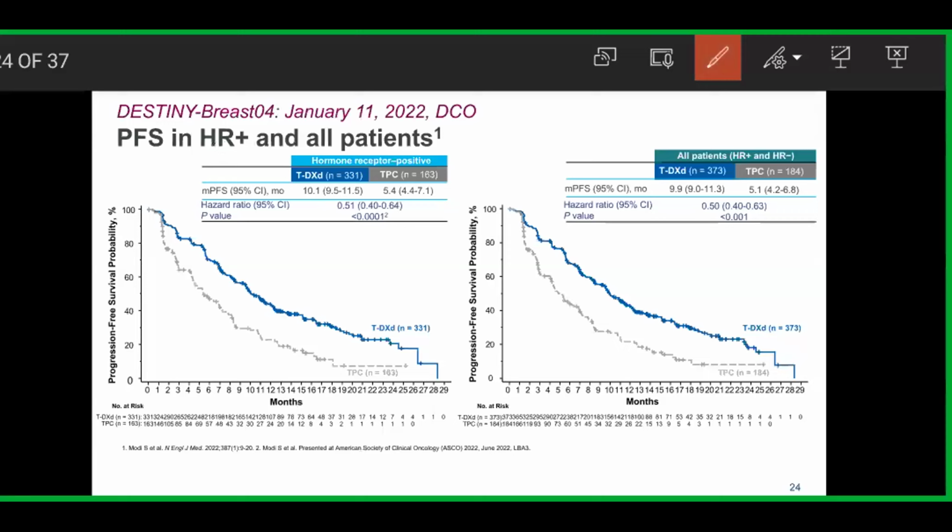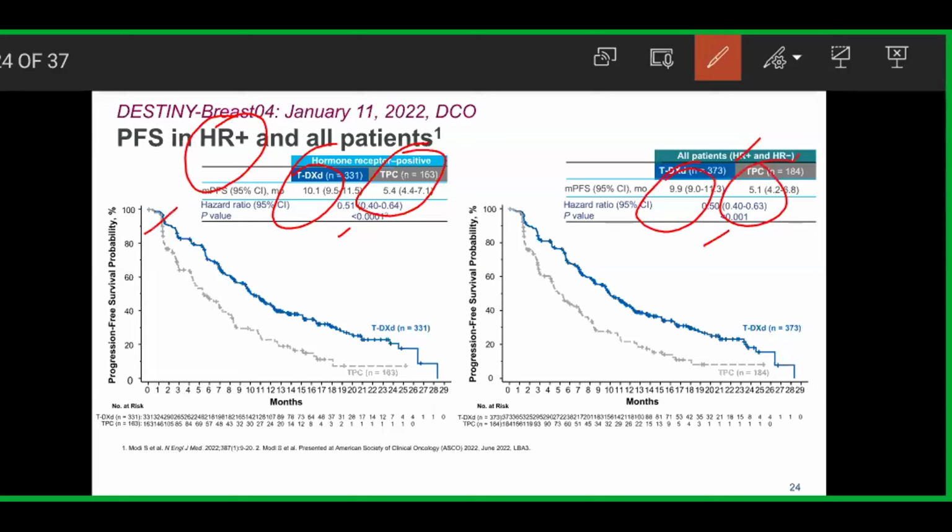So this study has clearly shown the benefit of T-Dxd compared to the treatment of physician's choice. You can see the PFS 9-10 months versus 5 months, almost like doubling, and you have a hazard ratio of 0.5. This is seen in the hormone receptor positive, low HER2 patients. And even if you take all patients, both hormone receptor positive and negative, the difference stays the same, 10 months versus 5 months with a hazard ratio of 0.5.